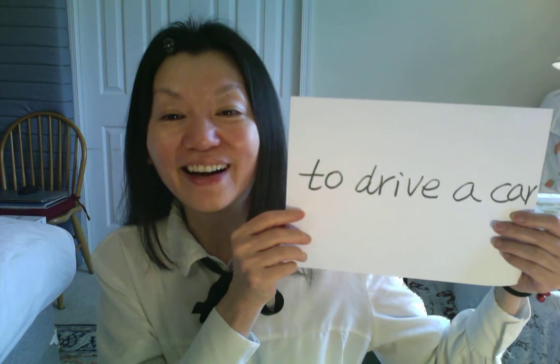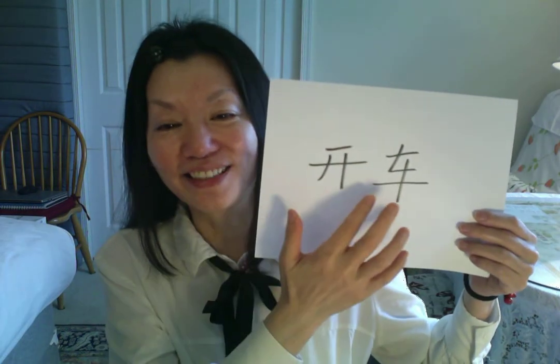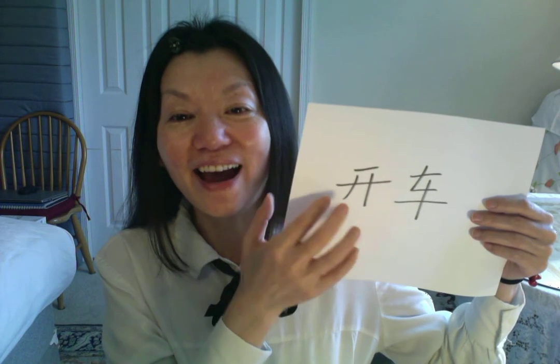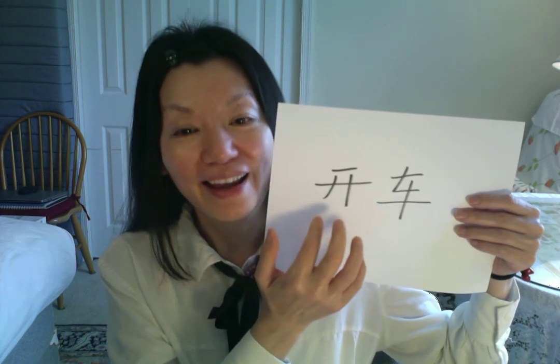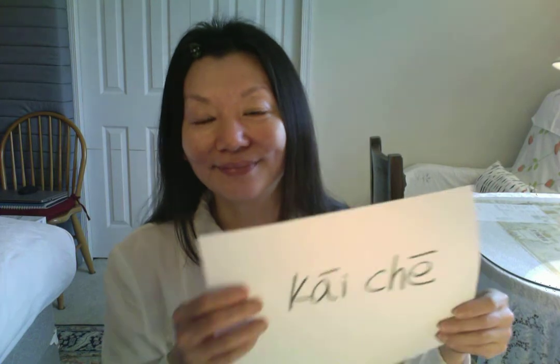To drive a car, we say 开车. This character 开, before we learned it in 开会, to have a meeting. By itself, 开 is open, but in 开车 it means to drive a car. Let's see the pinyin here. 开车, 开车, okay.